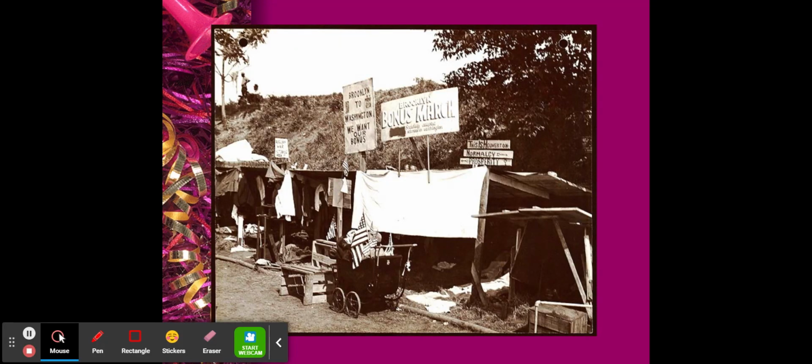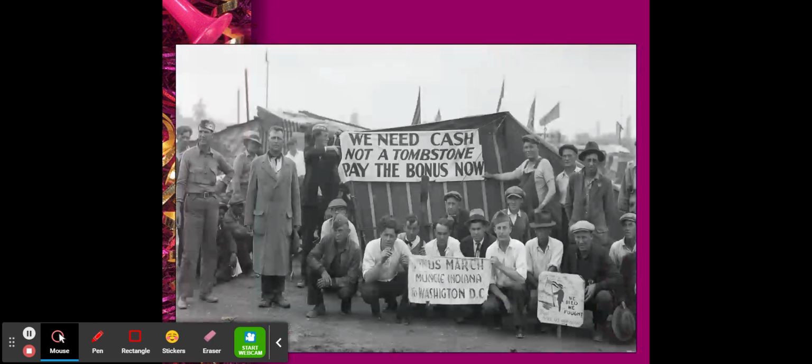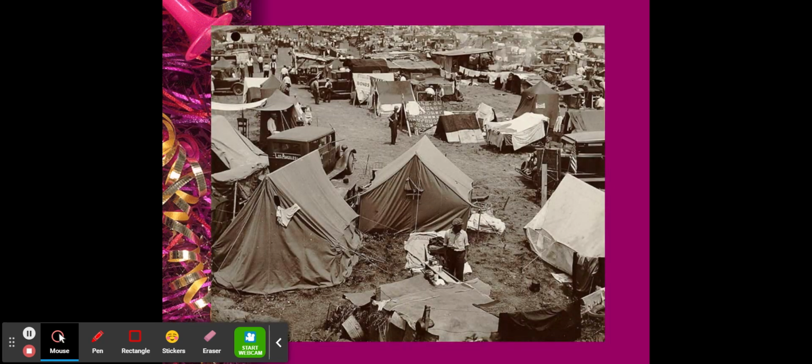Here are some images from that bonus army march and that Hooverville. We need cash, not a tombstone. Pay the bonus now. And another picture of that little shanty town, that tent city for the bonus army.